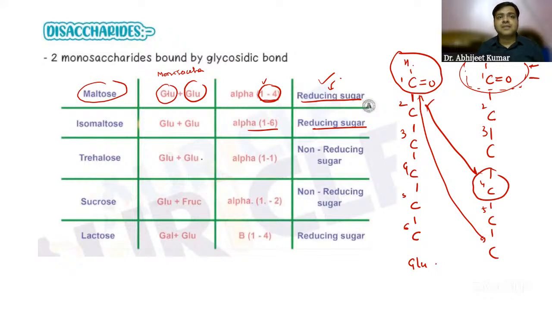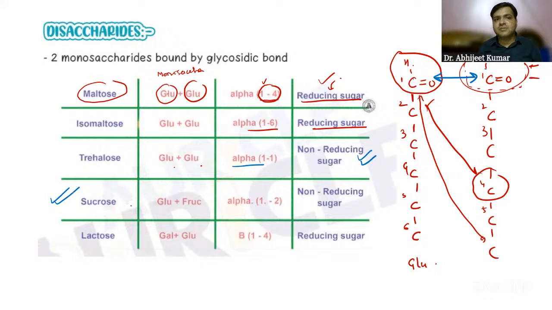Now, trehalose, when I say glucose to glucose, again it makes sense over here, guys. Alpha 1 to 1, the first is basically linking with the first. Both the functional groups are participating in the bonding. No free functional group is left. That's why it is a non-reducing sugar.